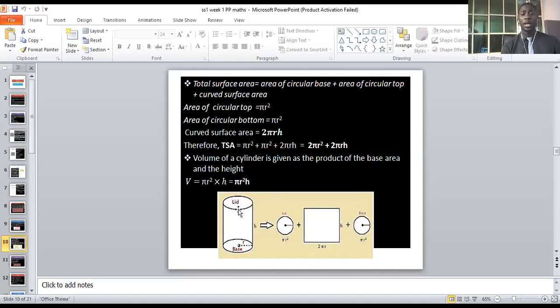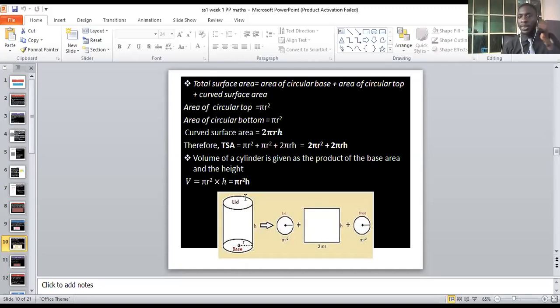So the volume of a cylinder is calculated by what? It is the product of the base circle multiplied by the height. The base area multiplied by the height will give you the volume of a cylinder. And the base, we all know the area of the base is pi r squared, times h, which will now give you pi r squared h.